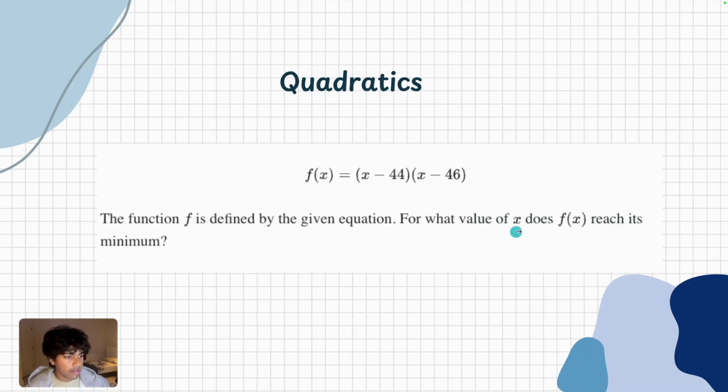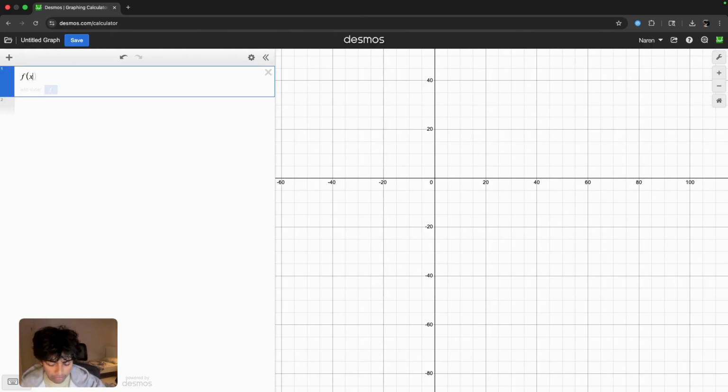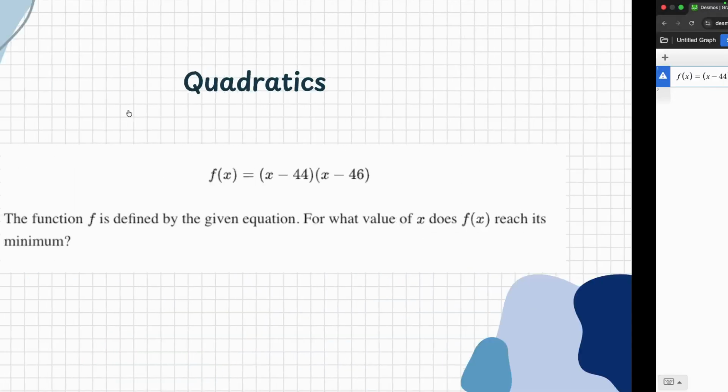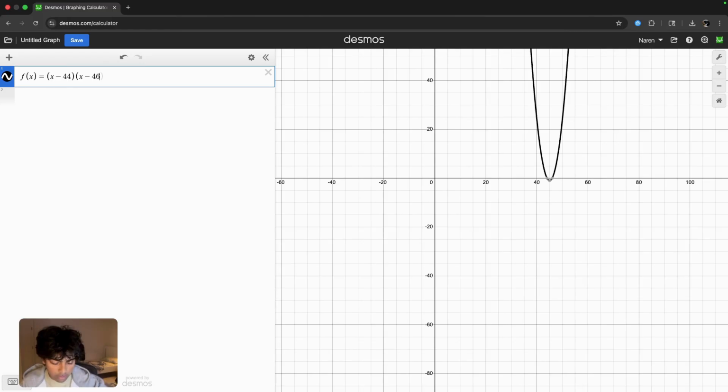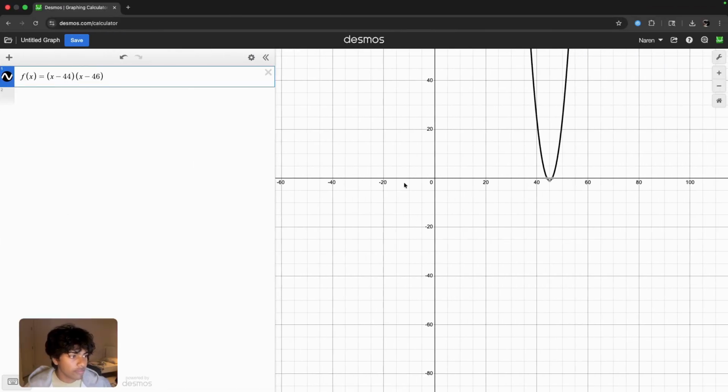For what value of x does it reach a minimum? Okay, this one, you're looking for the minimums, so you want to graph it. We can type it out like you give us f of x equals x minus 44 and then minus 46. We're looking for a minimum. What value does it reach? 45. Of course, you can know that it's symmetrical, so between 44 and 46, 45. But yeah, that's how you do it, minimum 45.